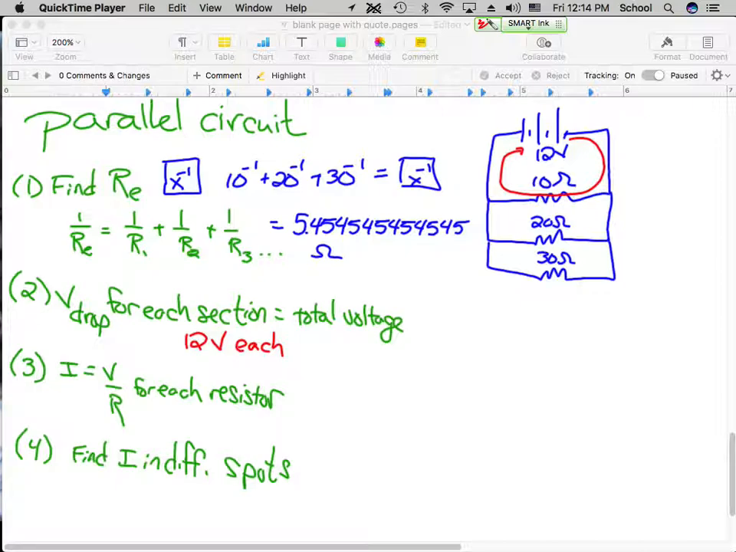Okay, so then we get to part 3. How much current is going through each one? Well, since they are essentially each hooked up separately, we figure that out. I is just V over R. So I have 12 over 10, and I have 12 over 20, and I have 12 over 30. 12 over 10, of course, is 1.2 amps. 12 over 20 is going to be 0.6 amps. 12 over 30 is going to be 0.4 amps.